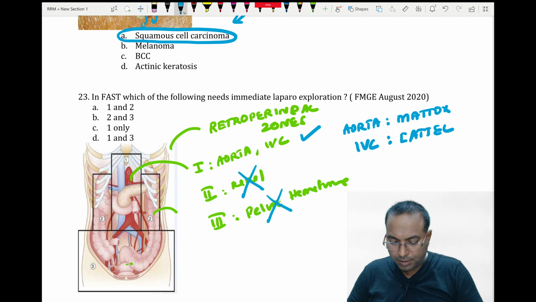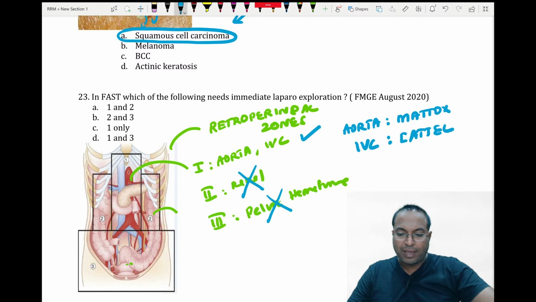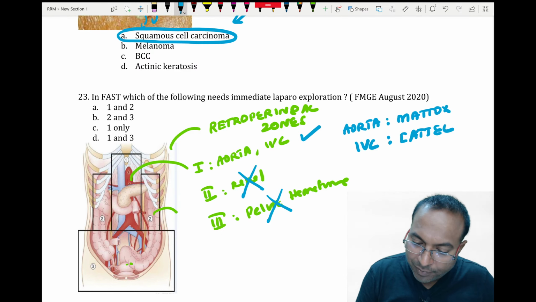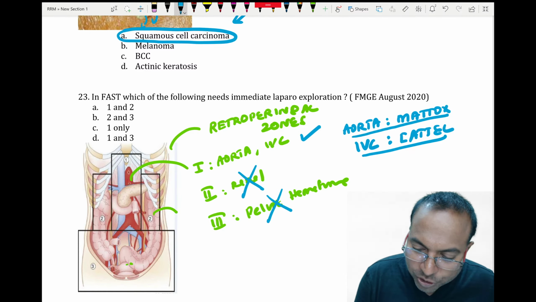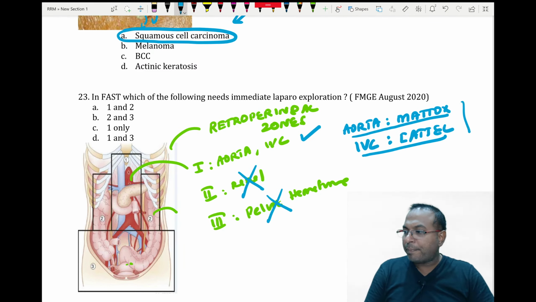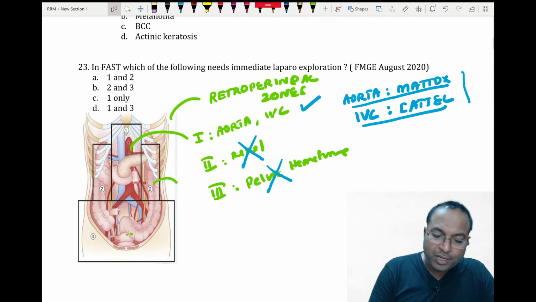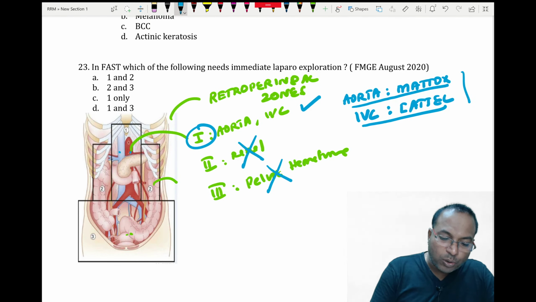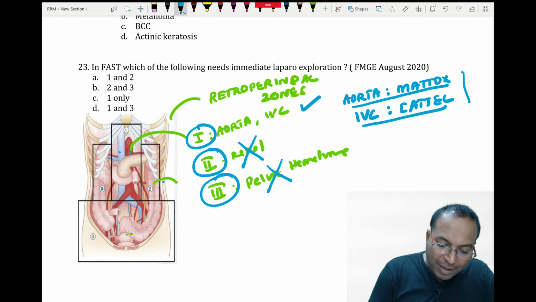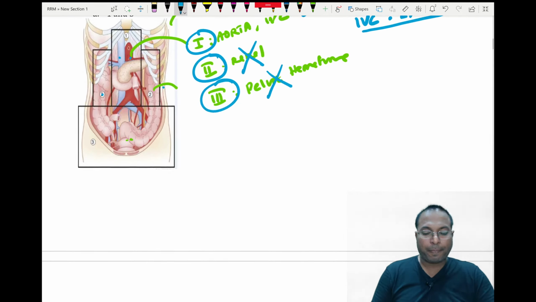So IVC exposure is Cattell, aorta exposure is Mattox maneuver. So please don't forget, these maneuvers are very important for exams. Okay, so this is a point. Zones of retroperitoneal hematoma, there are 3 zones. Zone 1 is injury of aorta and IVC. Zone 2 is an injury of kidney. Zone 3 is an injury of pelvis, pelvic hematoma. Okay.